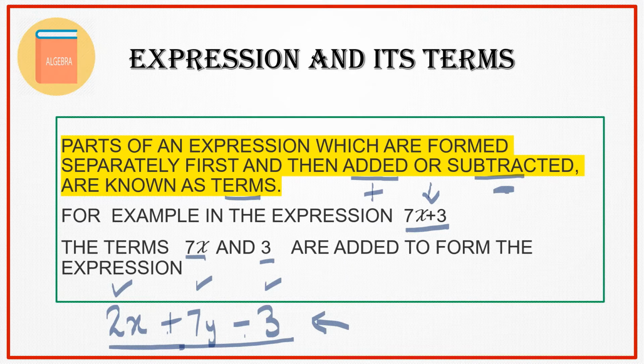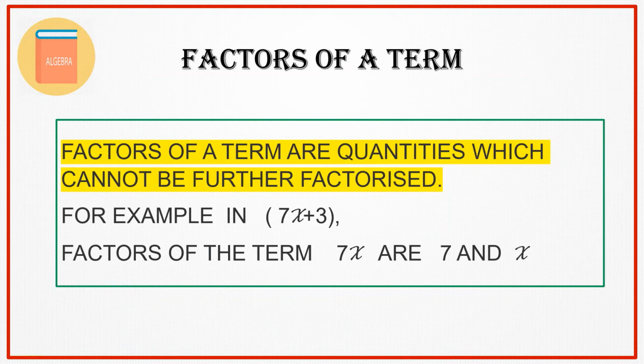Easy, no? So children, now I want to talk about the factors of a term. But before I tell you the factors of a term, let's recall what factors are. For example, if I have to write the factors of 12, what are the factors of 12? Can you tell me? Yes, 3 into 4. Or I can also write 2 into 6. So these are all factors.